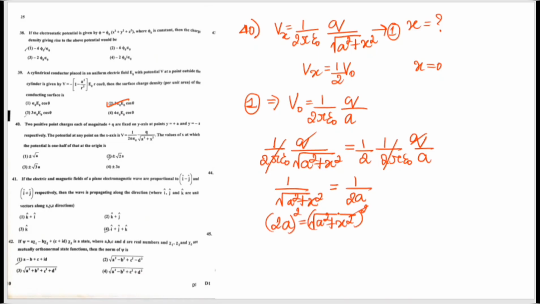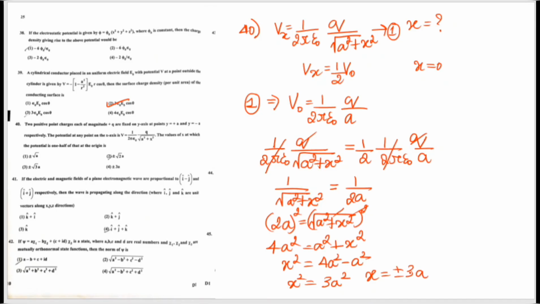If I square on both sides, the square root gets cancelled. Here it will be 4a square, which is equal to a square plus x square. So x square is equal to 4a square minus a square. So x square is equal to 3a square, or x is equal to plus or minus root 3a.